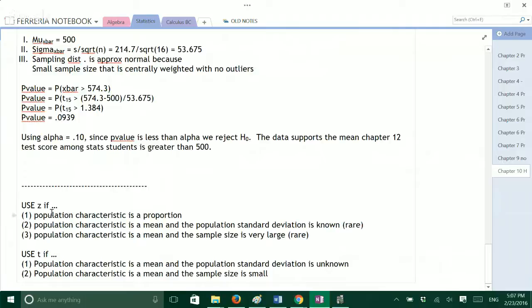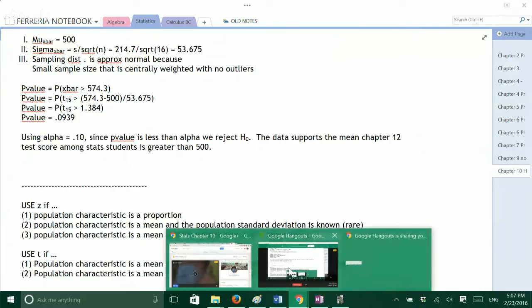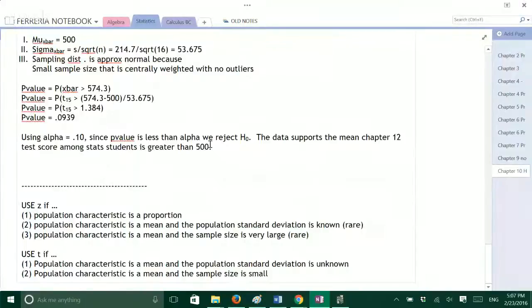Okay, so the last part of number 2 is technically population characteristic is a mean and sample size is small, unless you have the population standard deviation. I can't imagine that ever really happening, is the thing. What Josh was saying is pretty much the same thing I'm saying: it's a dichotomy. The proportion uses Z, the mean uses a T. You'll never be wrong if you do it that way.